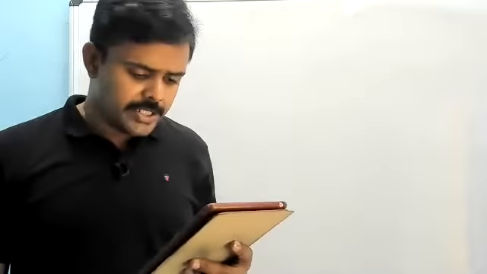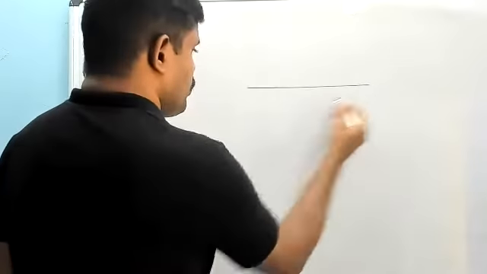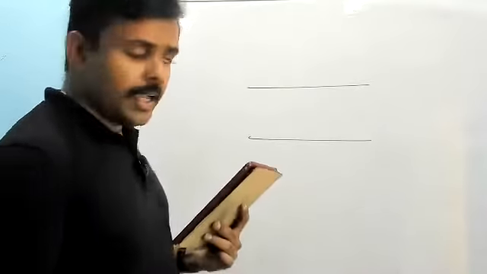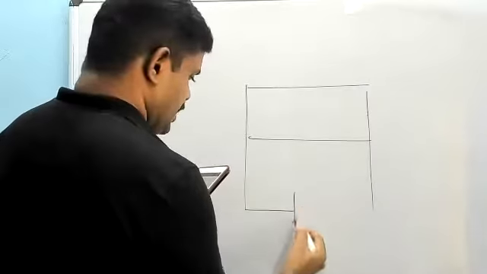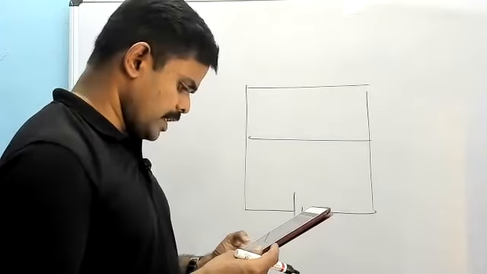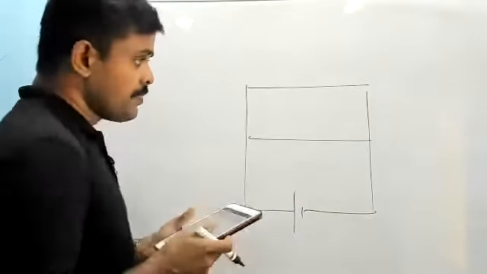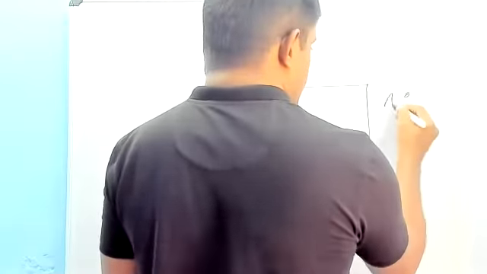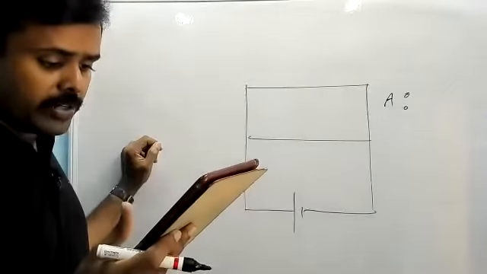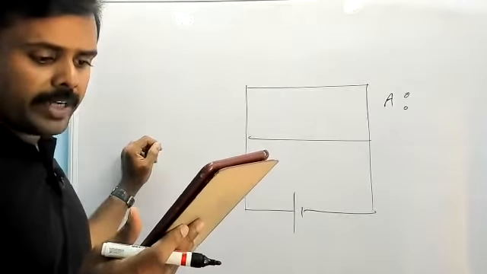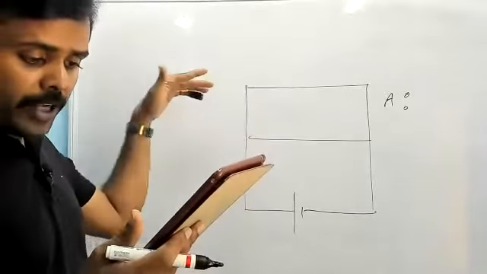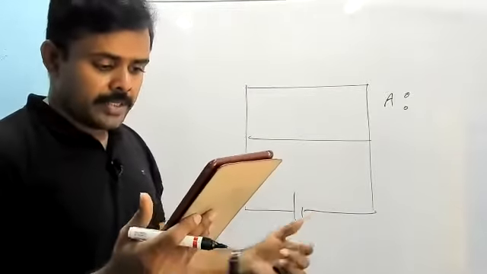All right, question number 18. When two long parallel wires hanging freely are connected in parallel to a battery like this, they come closer to each other. Read it again. Assertion statement is what? Read the assertion statement again. When two long parallel wires hanging freely are connected in parallel to a battery, they come closer to each other.